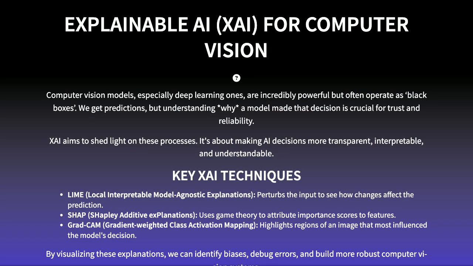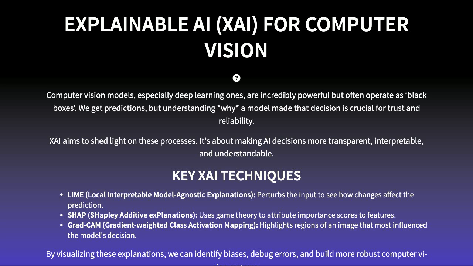Okay, let's talk about explainable AI, or XAI, specifically within the world of computer vision. These deep learning models are amazing at spotting things in images, cats, cars, faces, but they often do it without us really knowing how they arrive at those conclusions. It's like a black box. XAI is all about opening that box up and figuring out what's going on inside.